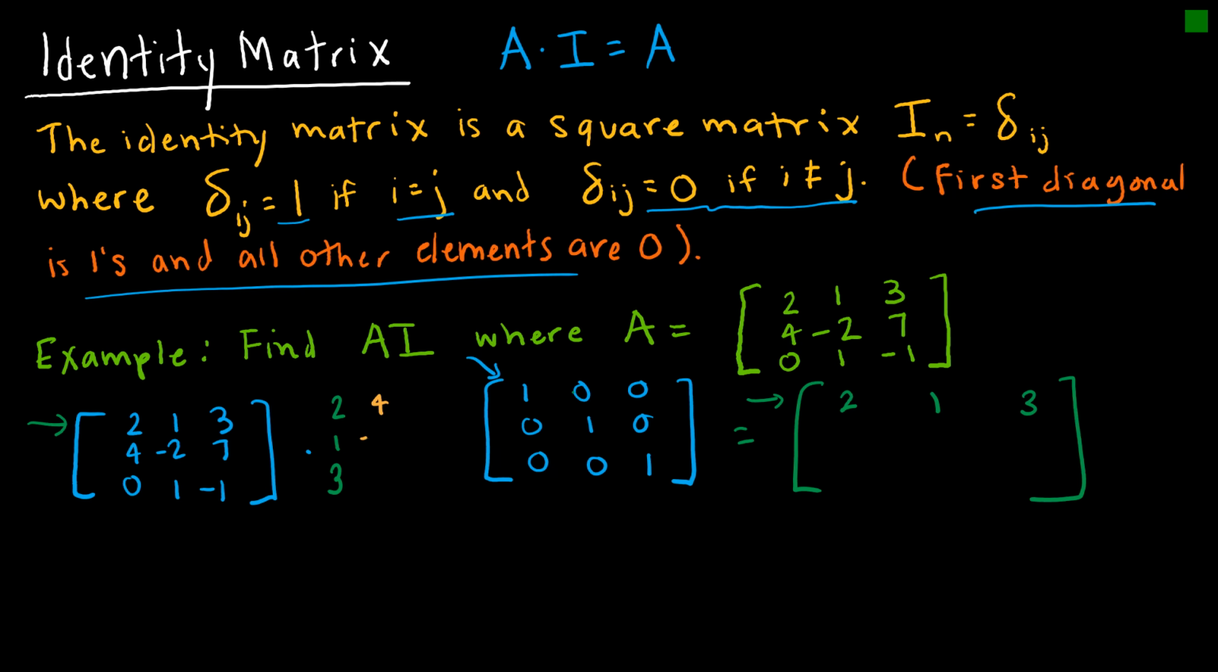Then I'm going to take 4, negative 2, 7, and do the same thing. It's going to give me 4 plus 0 plus 0, 0 plus negative 2 plus 0, and 0 plus 0 plus 7. And my last one, 0, 1, negative 1. Sorry, I meant to use a different color there. Then I'm going to end up with 0 plus 0 plus 0, 0 plus 1 plus 0, and 0 plus 0 plus negative 1. So we can see that in fact we do have the exact same matrix that we started with before.